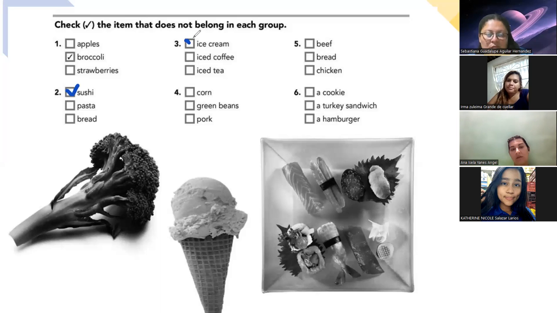Ice cream, right? If you go to Starbucks, usually you have iced coffee and iced tea. And sometimes you have ice cream as well. Okay, very good. What about number four?